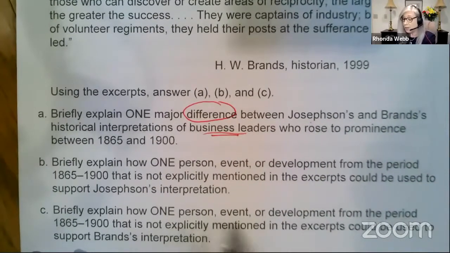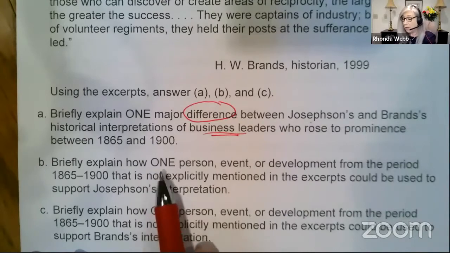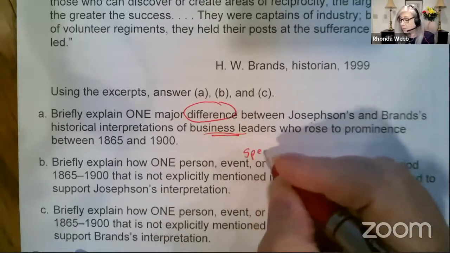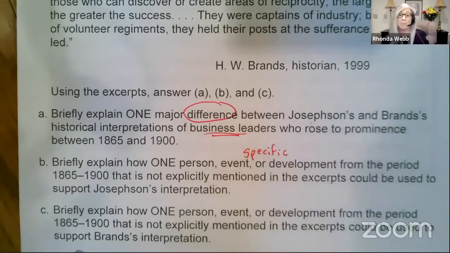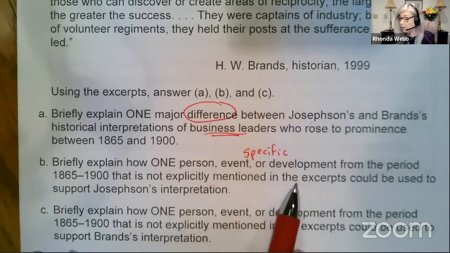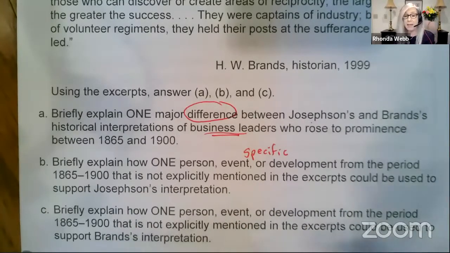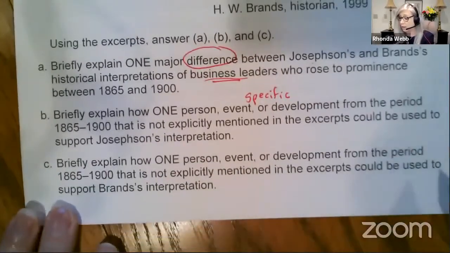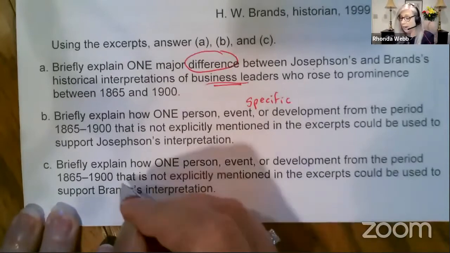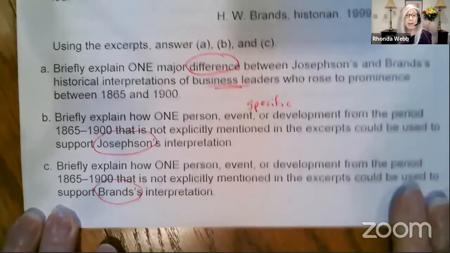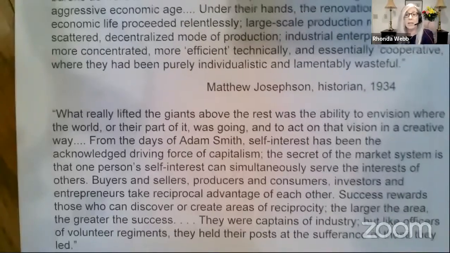Then the next question, give an example of a person, an event, or a development. And this needs to be very specific. You want a specific example from the time period that was not mentioned in the excerpt that could support Josephson's interpretation. And then the third one, describe, same thing, person, event, or development from the period that would support Brands. So here we've got Brands, here we have Josephson, and we've got to figure out how they're different. So let's look at the passage.